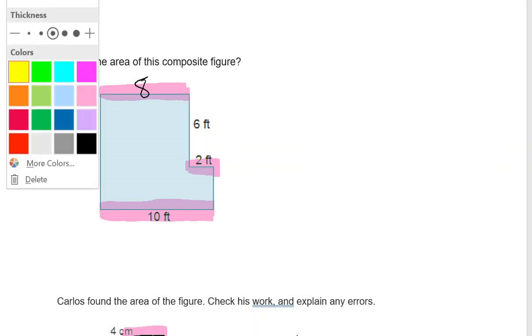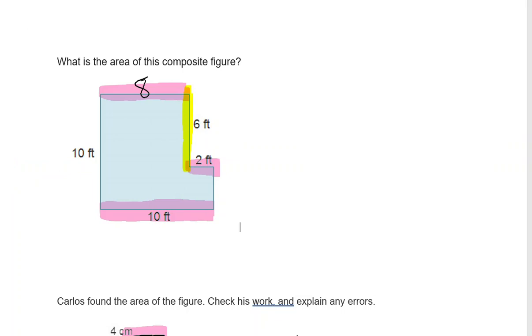Then we have the distance up and down. Up and down here is 6. Up and down here, we don't know, but up and down here is 10. So 6 plus this has to equal 10. So that would have a length of 4.